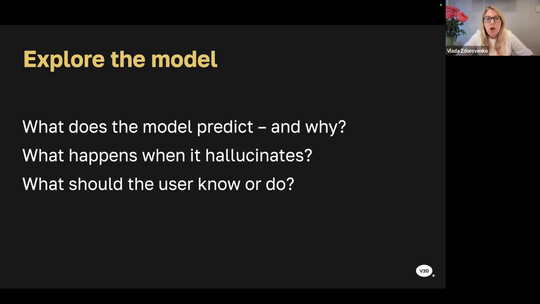What does the model predict and why? What happens when it hallucinates? What should the user know or do? So it was harder to understand when it was just a platform.